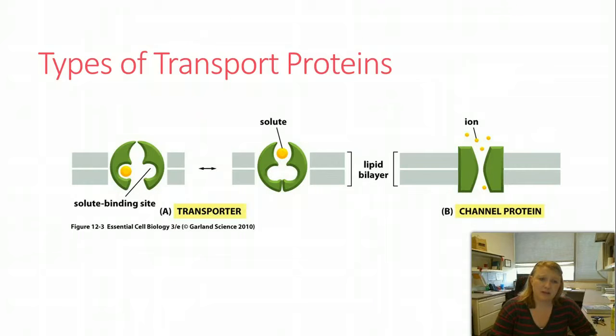So you can see here that transporters are proteins that have this conformational shift that's going to move a molecule across the membrane, whereas an ion channel is more like a pore and allows things to move through the cell like that. So it's important that you understand how that works.